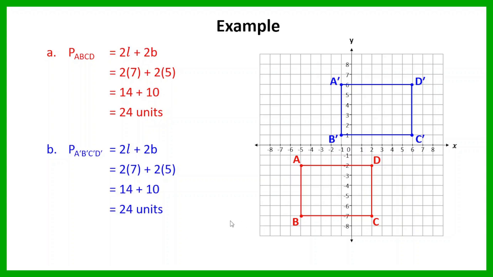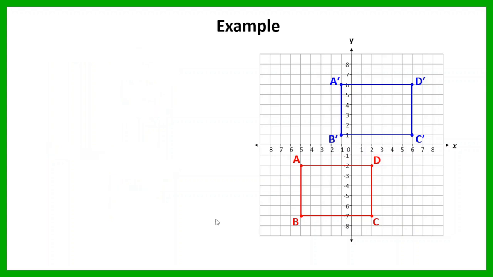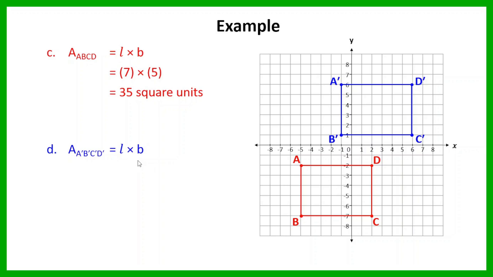Okay, now let's have a look at the area for the two rectangles. For question C, we're working out the area of the original rectangle ABCD. The formula for area is length times breadth. So I'm going to take the length, which was 7, multiplied by the breadth, which is 5. That gives us an area of 35 square units. Then question D is to work out the area of the other rectangle, the image of ABCD after the translation. We're working out the area over here with the same formula. The length is also 7. The breadth is also 5. So I have 7 times 5 again, giving me an area of 35 square units.